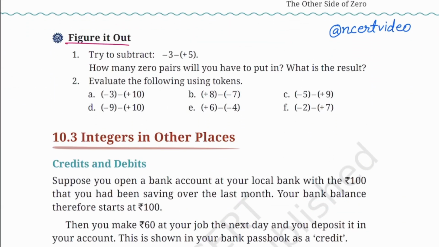Figure it out. 1. Try to subtract minus 3 minus plus 5. Minus 3 means 3 negative tokens, and you have to subtract plus 5. For this, you can put 5 positive tokens and 5 negative tokens as 0 pair.